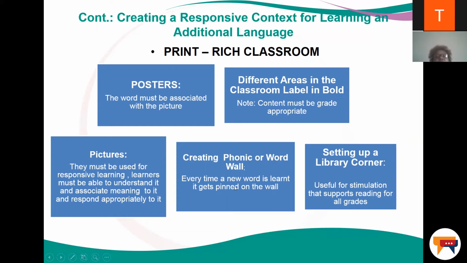Creating a phonic or a word chart. Every time a new word is learned, get it pinned on the wall. That will help them with incidental reading or incidental learning.